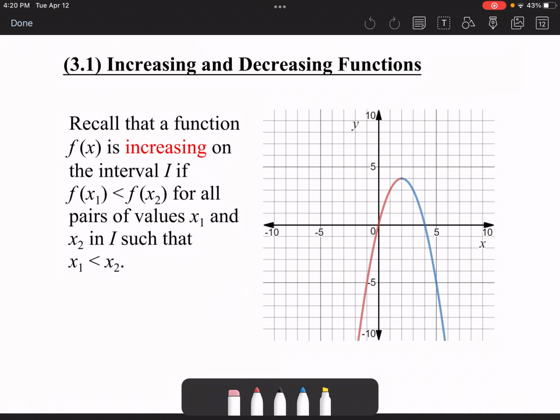So recall, looking at the function on the right, that an increasing function is a function where if you have some value x subscript 1 and some value x subscript 2 such that x1 is less than x2, you'll see that the f of x1 value is less than the f of x2 value, and this area is increasing. So as you can see, this red part of the function right here is the increasing part of the function. We often refer to it just by examining what the x values are.